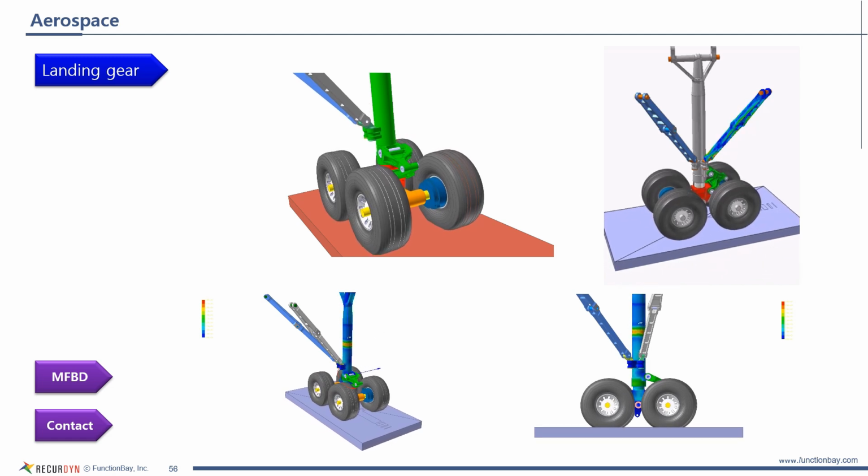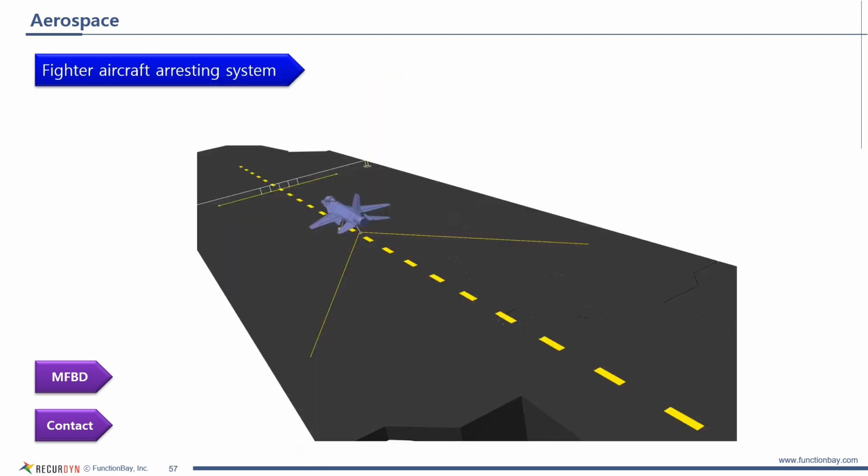The following is an example of an analysis of an aircraft carrier's landing wire using multi-flexible body dynamics analysis. Depending on the aircraft's speed and position, various external forces may be applied to the landing wire. You can analyze the situations that may occur at this time through dynamic analysis.